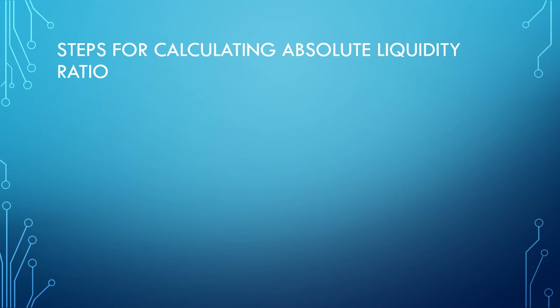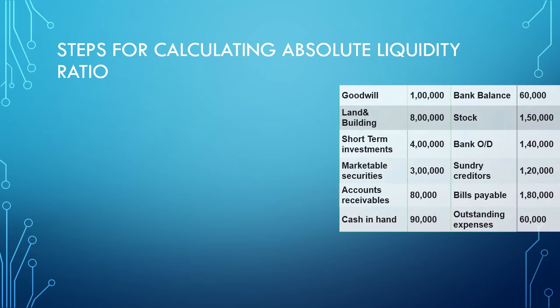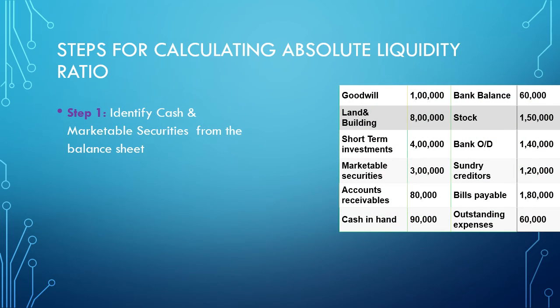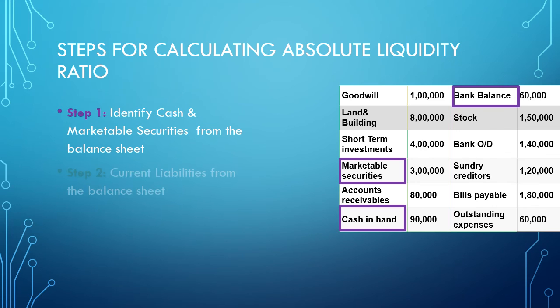How to calculate absolute liquidity ratio? Here is the picture, again part of the balance sheet. Identify the cash and marketable securities from the balance sheet. We find the marketable securities and cash in hand from this image, and the bank balance. Cash and cash equivalents include cash in hand and cash at bank, so the bank balance can also be taken.